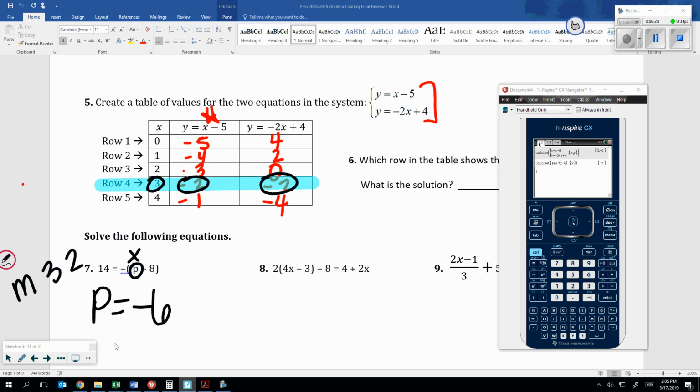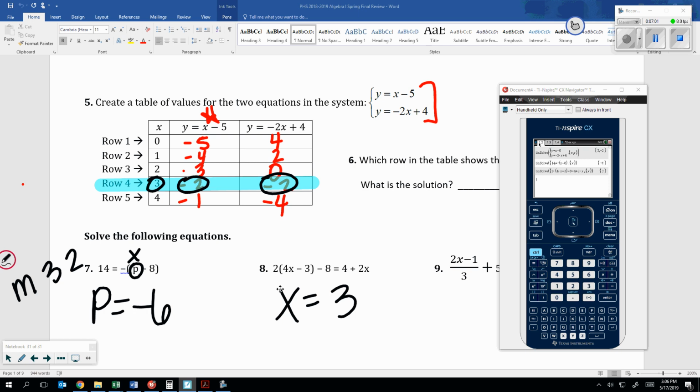Okay, we can do the same thing for number 8. So again, menu 3, 2, solving systems. Again, we only have one equation, so we're going to delete that equal sign and put 1. And we're going to go through and input our equation. So 2 parentheses, 4x minus 3, minus 8 equals 4 plus 2x. And we get that x is equal to 3.